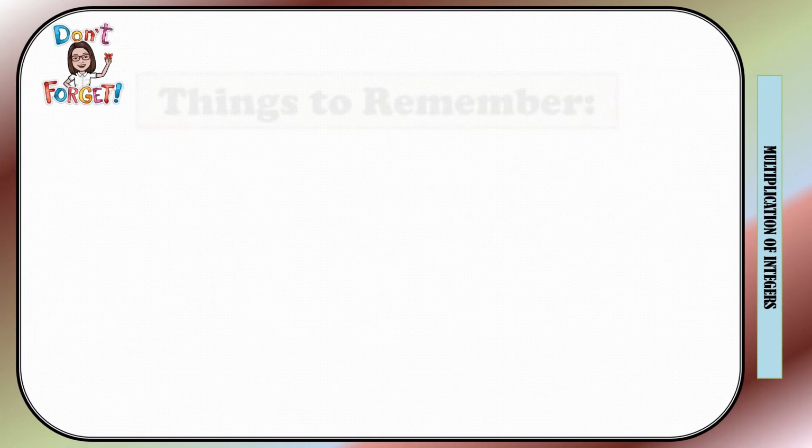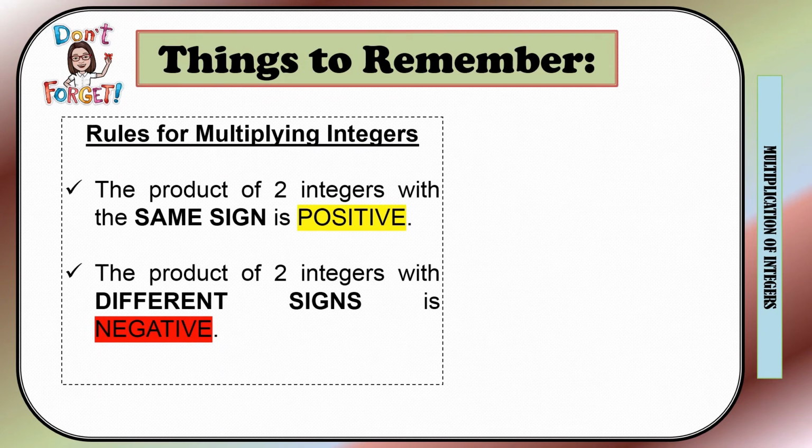These are the things that you have to remember. There are rules for multiplying integers. The first one, the product of 2 integers with the same sign is positive. And it is always positive for as long as what you are multiplying has the same sign. And the other one, the product of 2 integers with different signs is negative. Okay, just remember that different signs will give you the result of a negative product.